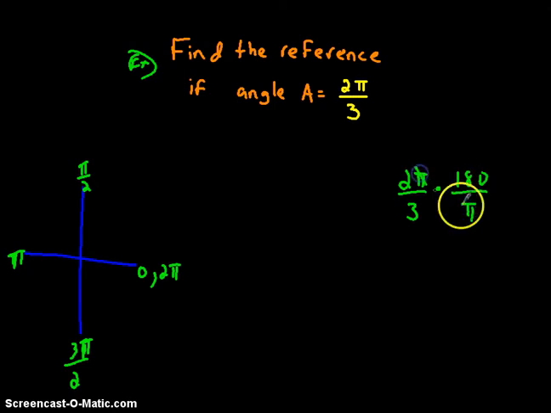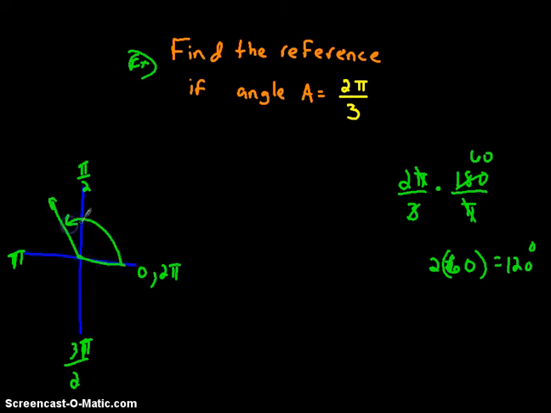So the pi's will cancel out. 3 divided into 180 gives you 60. So you should wind up having 2 times 60. 2 times 60 gives you 120 degrees. So I know that 2 pi over 3 is really 120 degrees. So I know that's going to be in this quadrant. So I'm looking at this angle formed right here. That angle is 120 degrees.